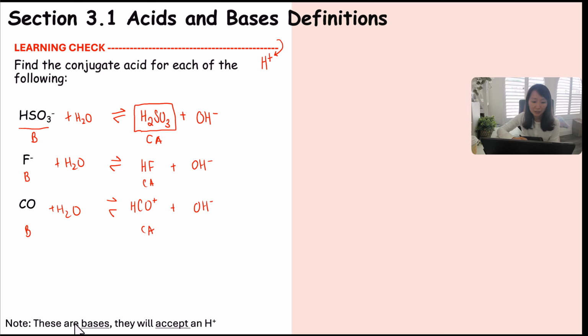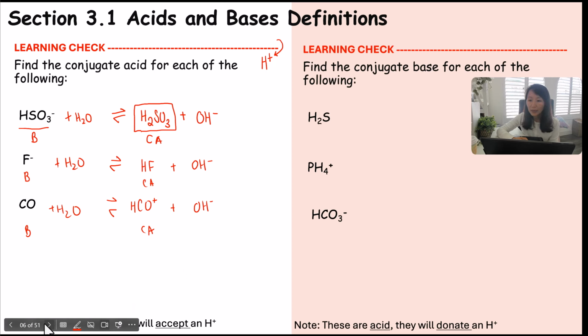Let's do another learning check. Here we now have a bunch of acids, and it wants us to find the conjugate base for each of the reactions. Let's do the very last one, and then you can do the other two. If I add water in here, and the water is acting as a base, that means these are acids, so they're going to donate their hydrogen to the water. If it donates, it's going to lose a hydrogen, and now this becomes H3O+.